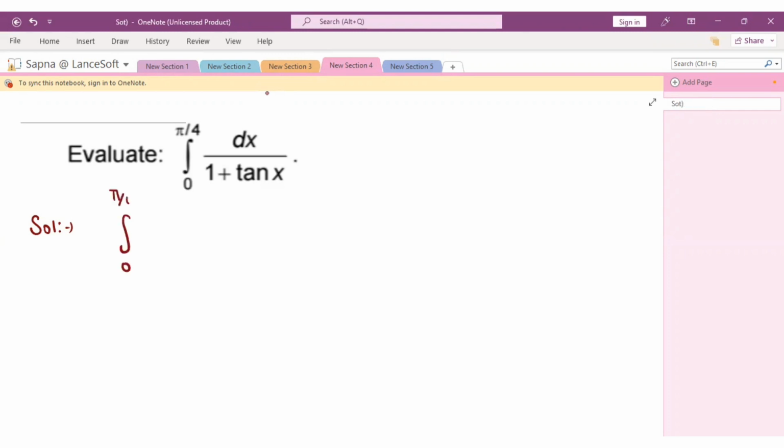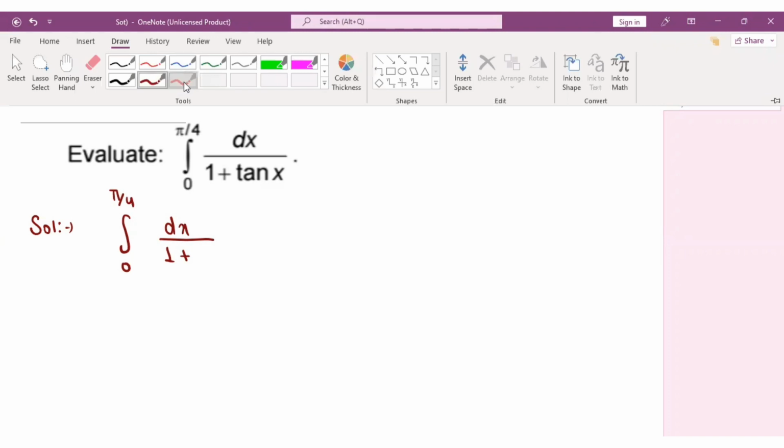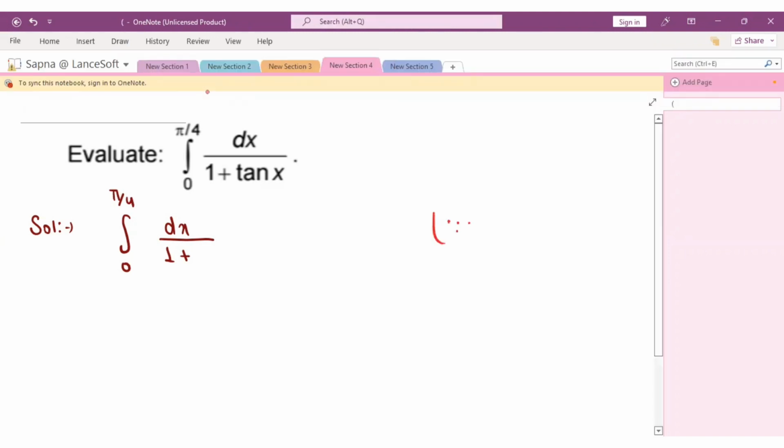So integration from 0 to pi by 4 dx upon 1 plus tan x. We have written the question as it is. We know that the formula of tan x is sin x upon cos x. So tan x we can write in terms of sin and cos. We can use this formula and write at the place of tan x, sin x upon cos x. All right, so this will become sin x upon cos x.